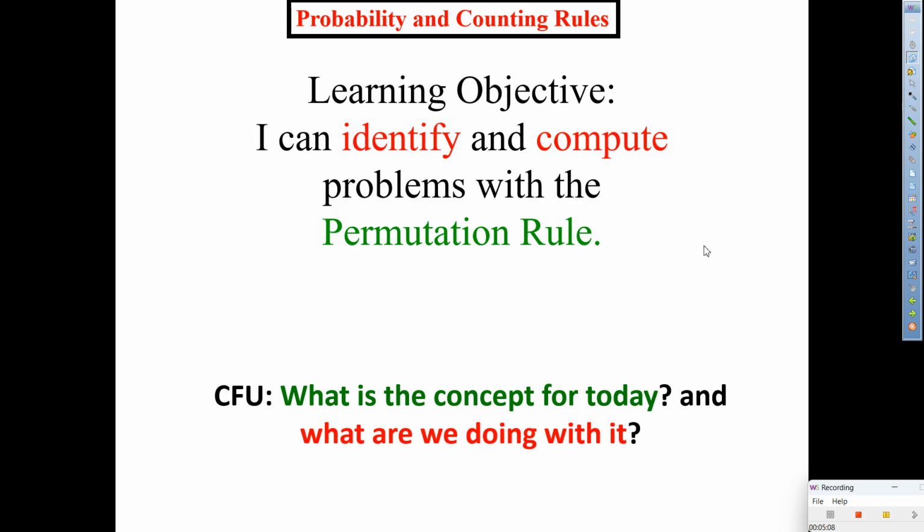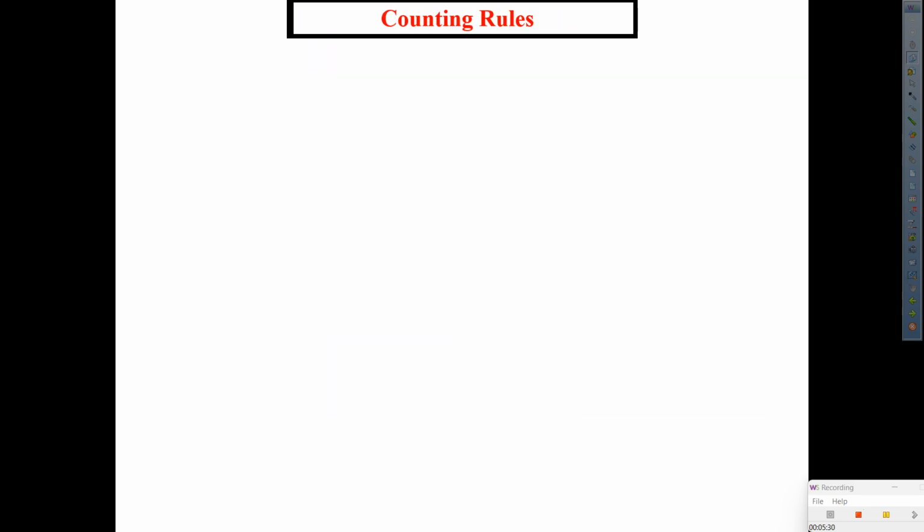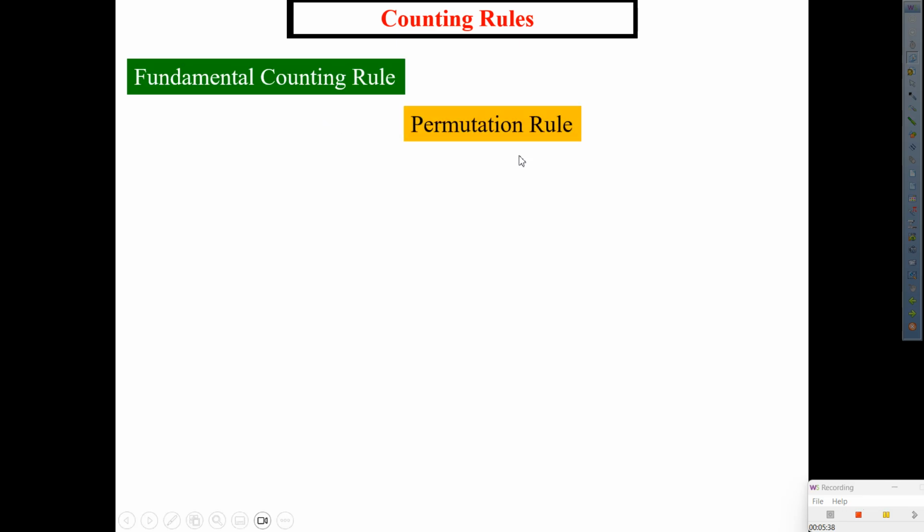Before I get started with the rule, let me go back to make sure we know where we're at. We know the definition for probability. We know the three different probabilities, right? By now we're experts. And from there we got into counting rules, and then we started with the fundamental counting rule. Now we're today in permutation, and where we're headed is combination. So hopefully by Wednesday we'll complete this section, okay?